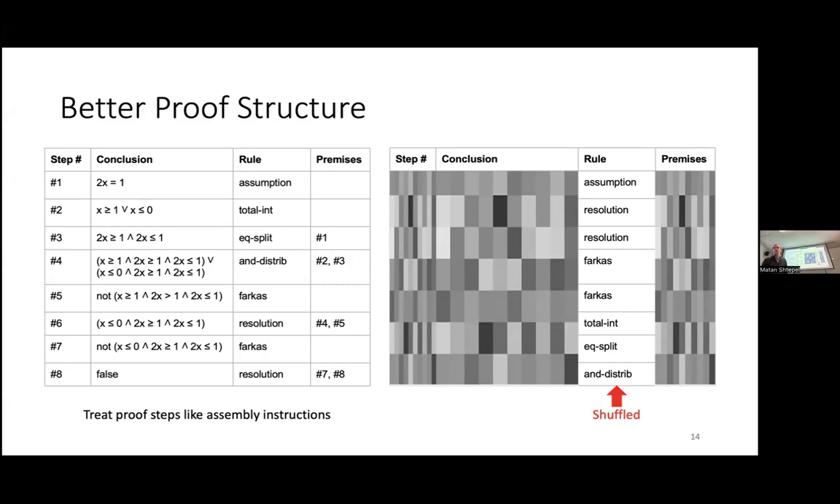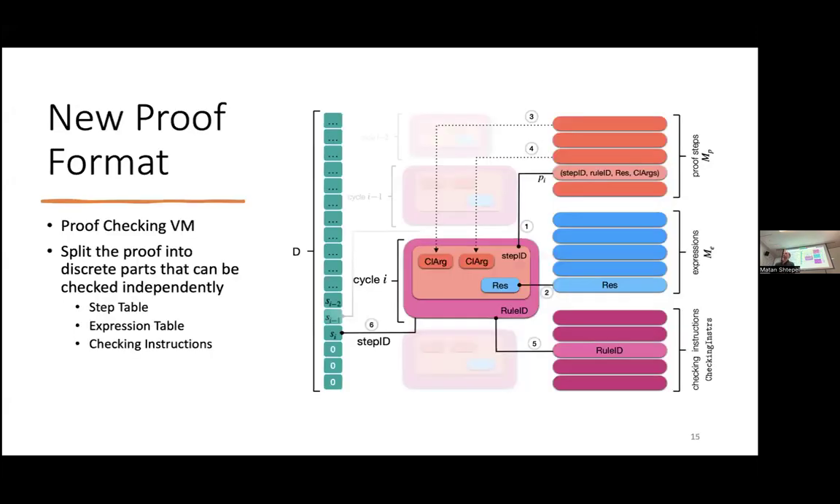So yes, this proof structure is part of our larger proof format that we call our proof checking VM, which you can see here. The rationale behind this design is that we want to split our proofs into discrete parts that can be checked independently of each other so we can hide the structure of our proofs. Within our proof VM, we have the step table that you saw on the previous slide. That's the list of all proof steps laid out like an assembly program. And we also have the expression table, which is a list of all the terms and formulas in a proof stored as abstract syntax tree nodes.